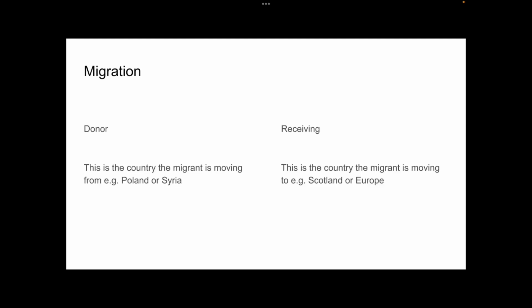And then finally, your other migration question would be impacts on either donor or receiving. Now, sometimes they ask both, sometimes they ask one or the other. So the key thing is to be careful as to whether it's the donor, and that's the country that the migrant is leaving, so they're moving from. So that'll be either Poland or Syria.